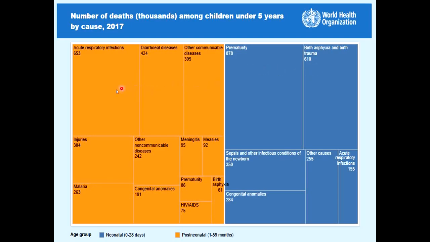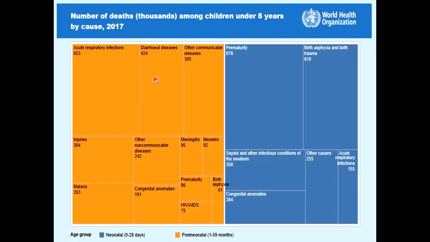Moving towards the post-neonatal period, the majority of the reasons for the death of children in the post-neonatal period are infectious. And as you can very well imagine, the major cause of death is acute respiratory tract infection, which is ARI. And mostly in general terms, you say that pneumonia is causing deaths of the children in the post-neonatal period. The second major cause is diarrheal disease.